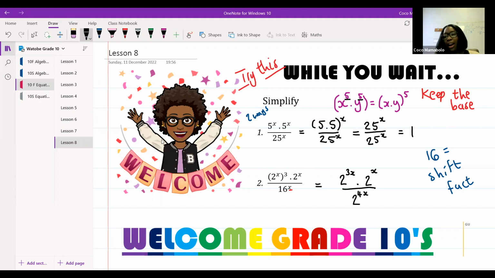All right. Now on the top, I notice here, like bases are being multiplied. Therefore, I'm going to keep my base and I'm going to add exponents. 3x plus x will give me 4x over 2 to the power of 4x. And what do I notice, guys?